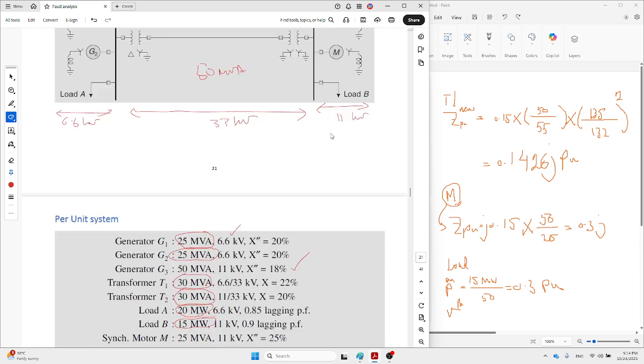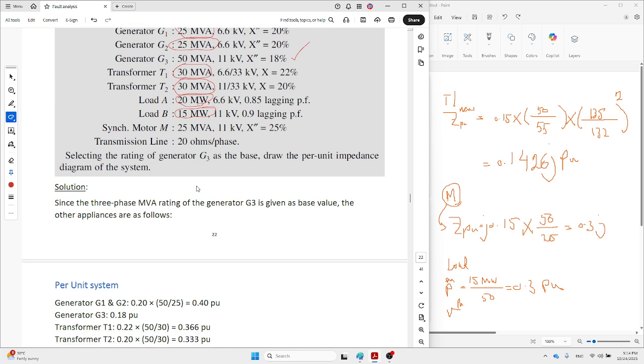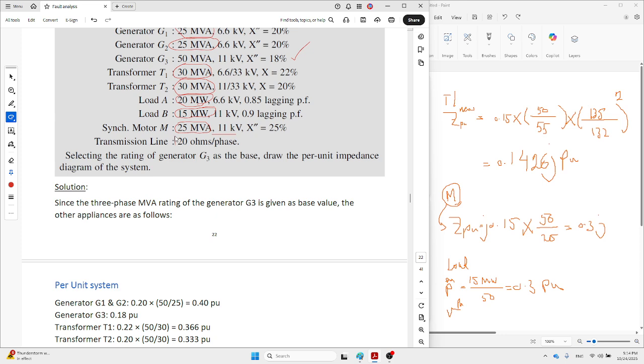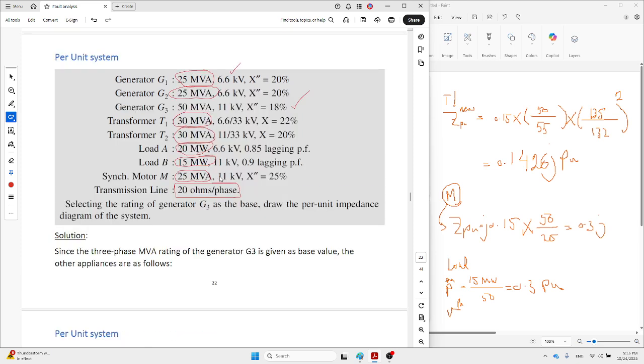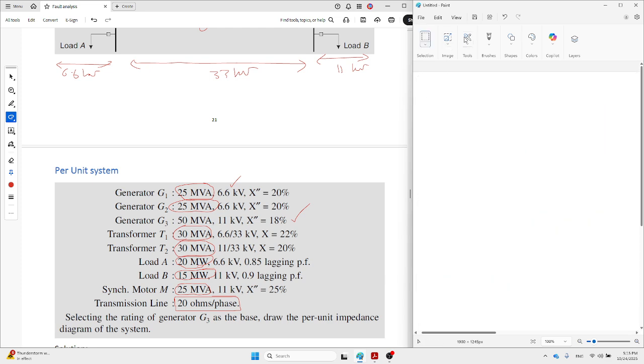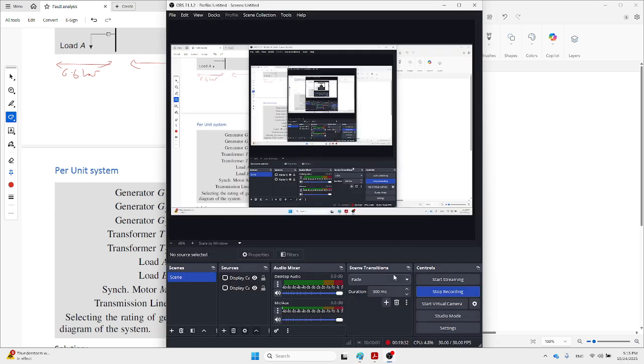So the synchronous motor, which is here at 11 kV. Let's see, where is the synchronous motor? Okay, it's 25 megavolt amp. So this one again needs to be rectified, and the voltage is correct. Finally, for the transmission line, we have to find out the impedance in per unit. So let's do all together. For generator number 1, using this formula, let me rectify it, Control A, delete. What is the formula we need to memorize? This is the per unit new.